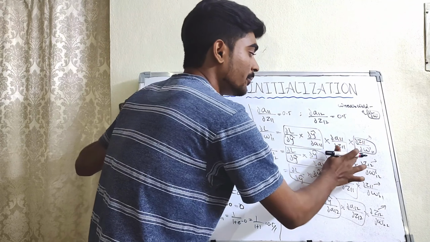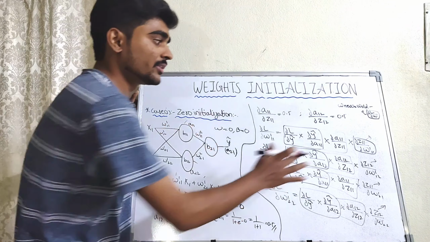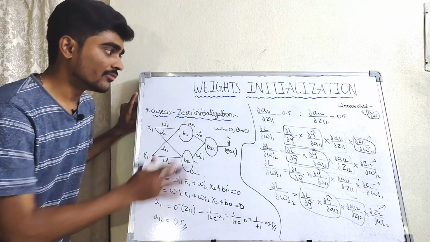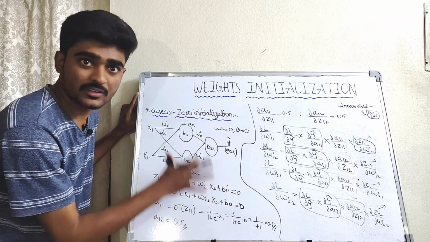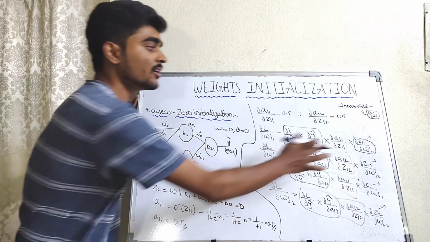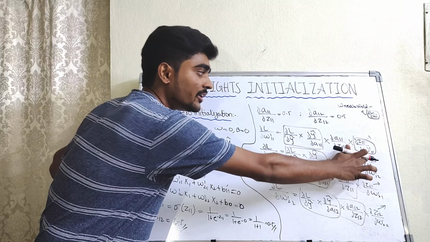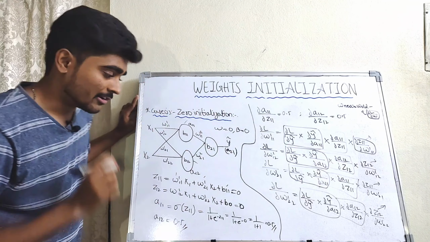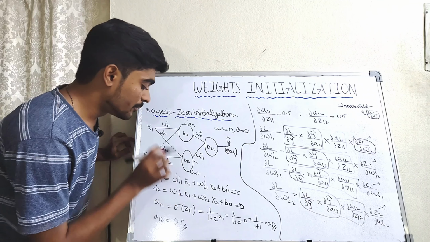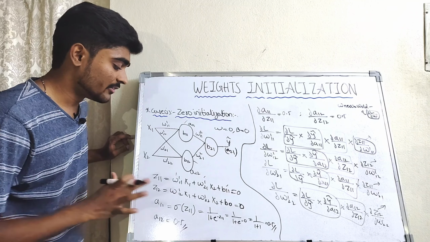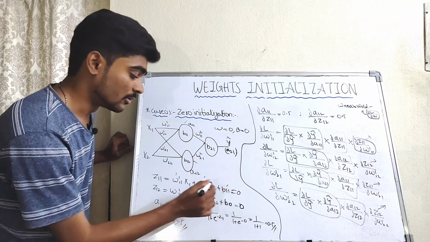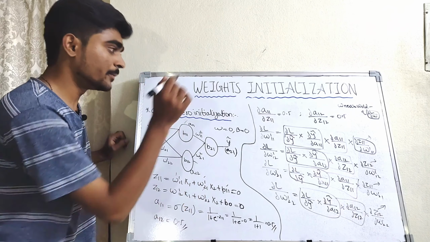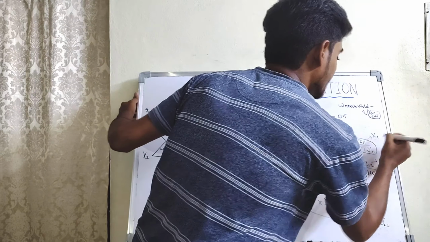Now I'm finding the derivative with respect to w111. What is the z11 value? z11 is this entire equation. Now I am calculating the partial derivative with respect to w111. So these both terms will be 0, and I'll be getting x1.